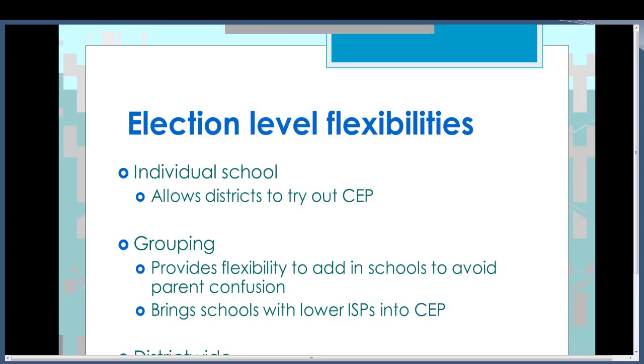As we've mentioned, grouping can bring in schools with lower ISPs, and it can also help avoid parent confusion. For example, perhaps grouping schools that feed into each other makes the most sense, so parents aren't confused by having to pay for a child at one school and having another child getting free meals at a different school. And electing district-wide, if that's feasible for you, offers the most operational efficiencies.